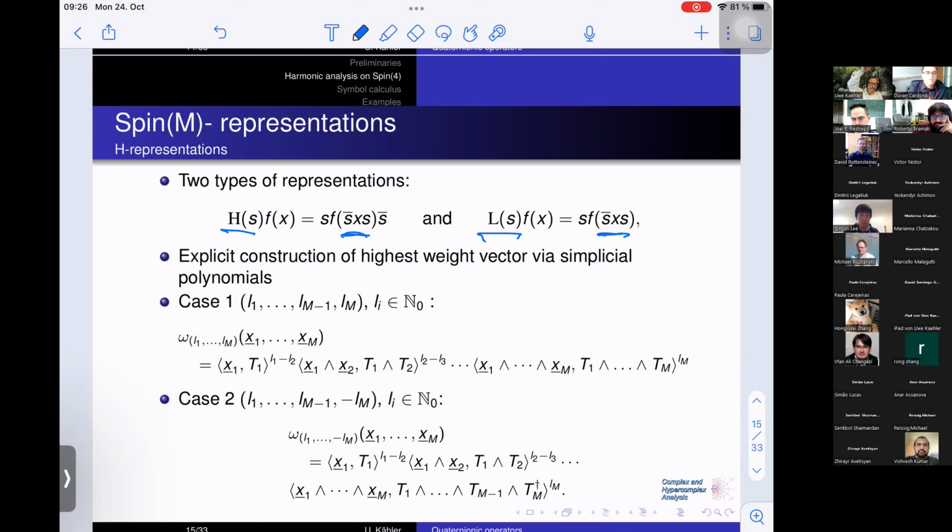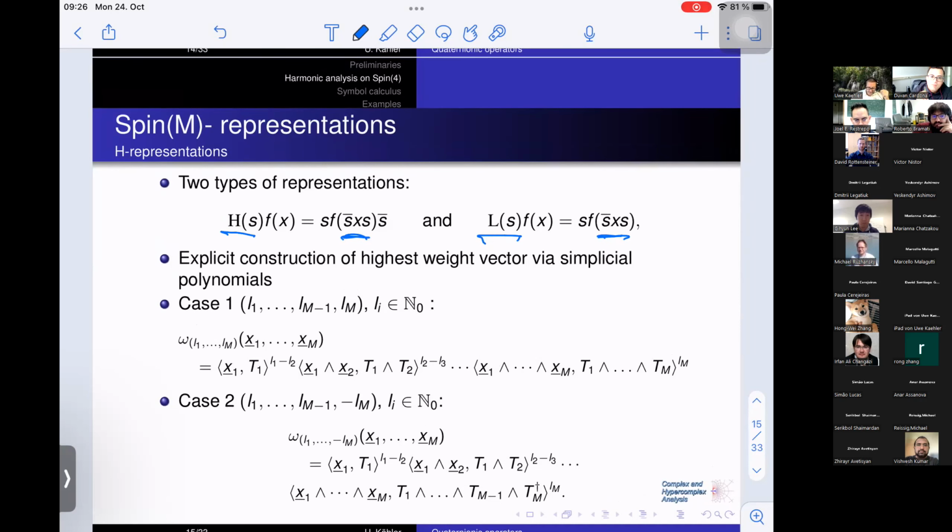And then all the others you can basically just construct in the same space by just rotating them around. So the only thing you really need is the highest weight vector. And there is the following: for the H representations, you have basically two possibilities. One thing is given here. That's this case 1 and case 2.